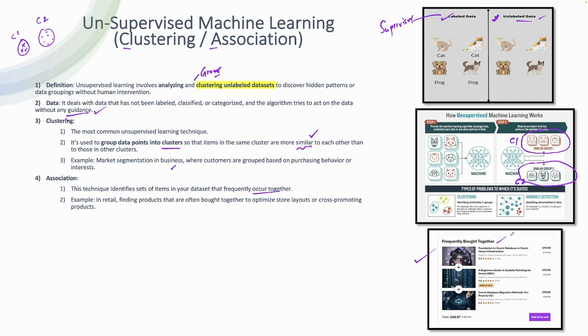So this is machine learning. They are studying the patterns of other people who have similar interests to you, and they have gone and purchased these 3 courses together. So it is like a combo you are getting. You're getting all the 3 courses with a reduced price, and that's what machine learning is giving you as a recommendation. You can say, why don't you purchase these 3 courses together? This is association. A perfect example is in retail, finding the products that are often bought together to optimize the store layout or cross promoting the product.